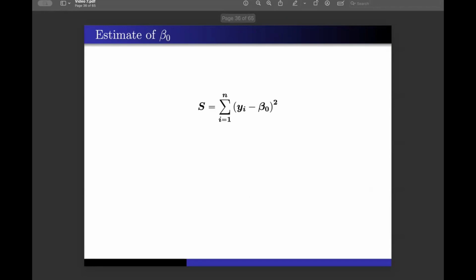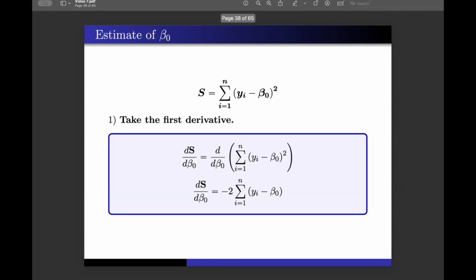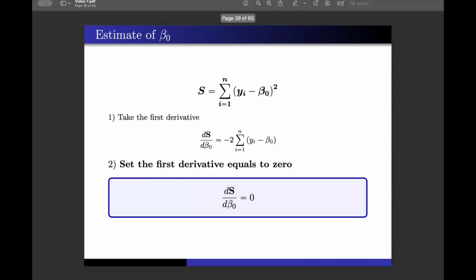We take the first derivative of this function S with respect to beta naught, and get this result. Here we have used the chain rule, and the derivative of summation i going from 1 to n of (y_i minus beta naught) whole square would be negative 2 summation i going from 1 to n of (y_i minus beta naught). The second step is to set this first derivative equal to 0.